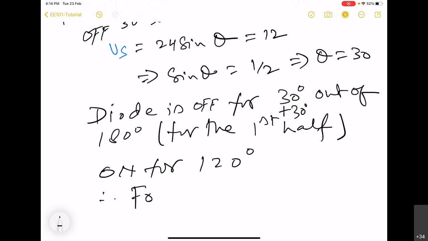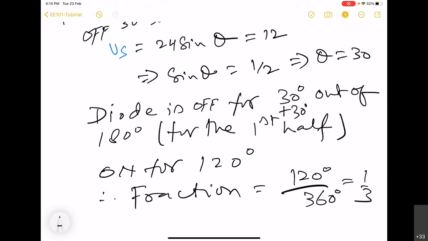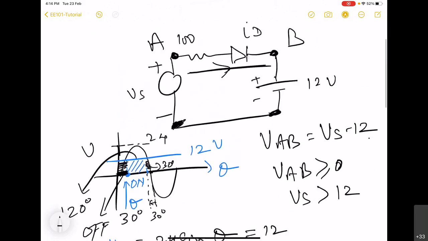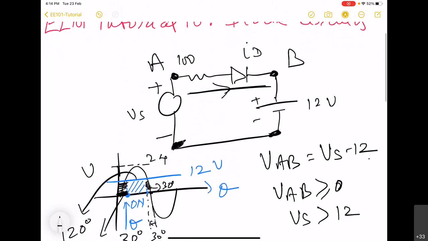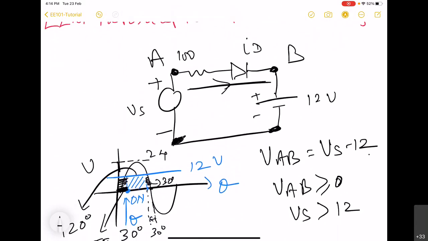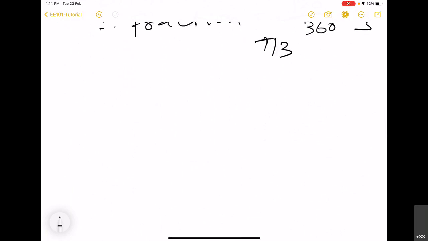So therefore, the fraction is going to be 120 divided by 360, which is equal to 1 by 3. So for T by 3 duration, it will be on. Now, when it is on, we have to find out what is the maximum current that flows through the diode, ID. So during the on portion, this is going to be the voltage.